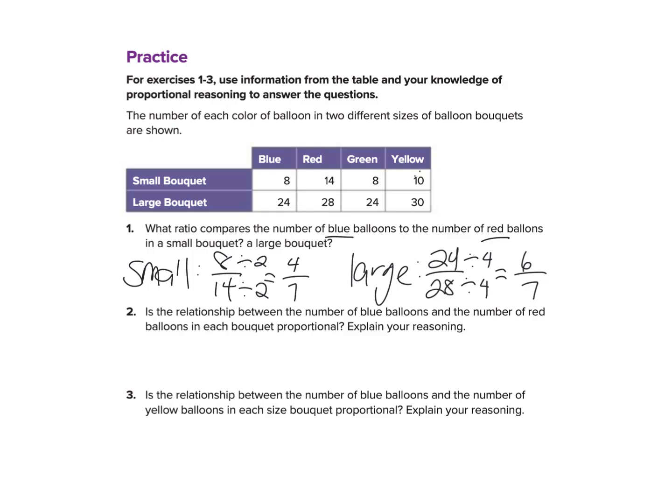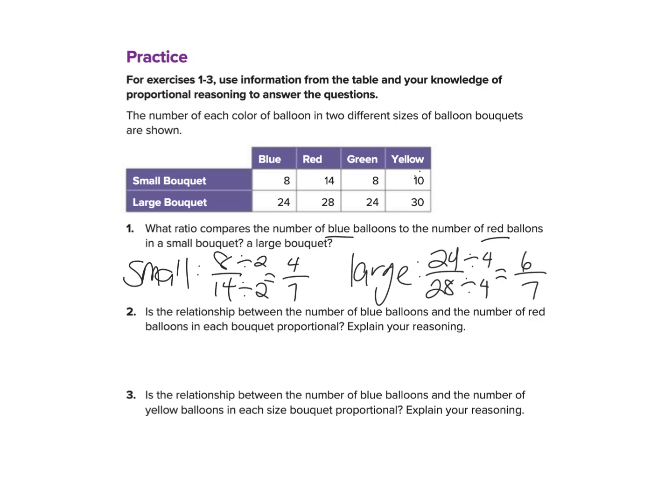For small, we have a 4 to 7 ratio of blue balloons to red balloons. For the large bouquet, we have a ratio of 6 to 7. Now let's look at question number 2. It says, is the relationship between the number of blue balloons and the number of red balloons in each bouquet proportional, and explain your reasoning.